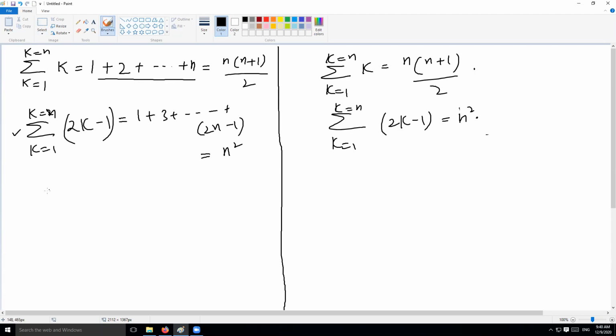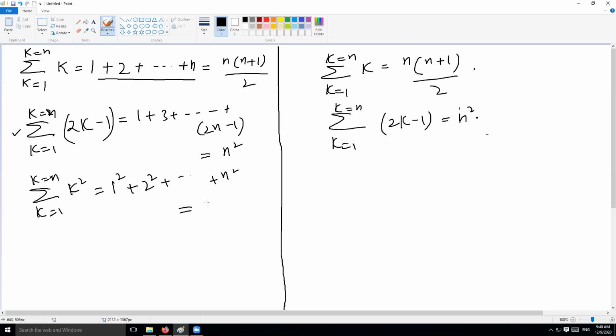Okay. So what would be the sum from k equal to 1 to k equal to n of k square? What does this sum represent? This is going to be 1 square plus 2 square up to n square. And what is this sum? Does anyone remember the identity?